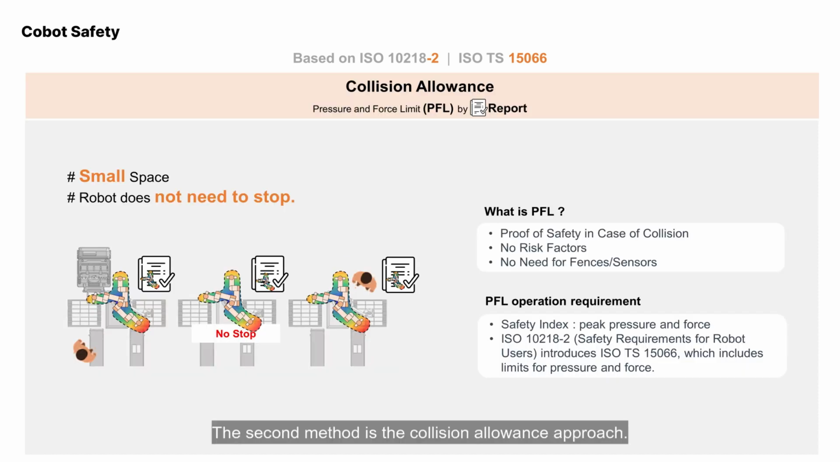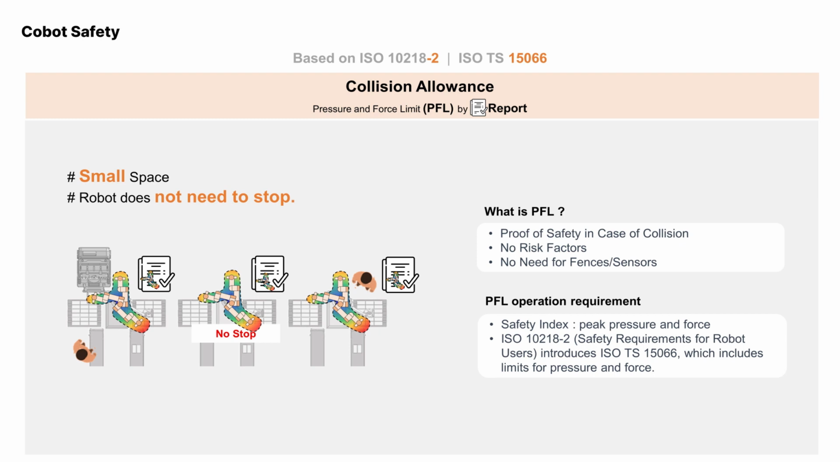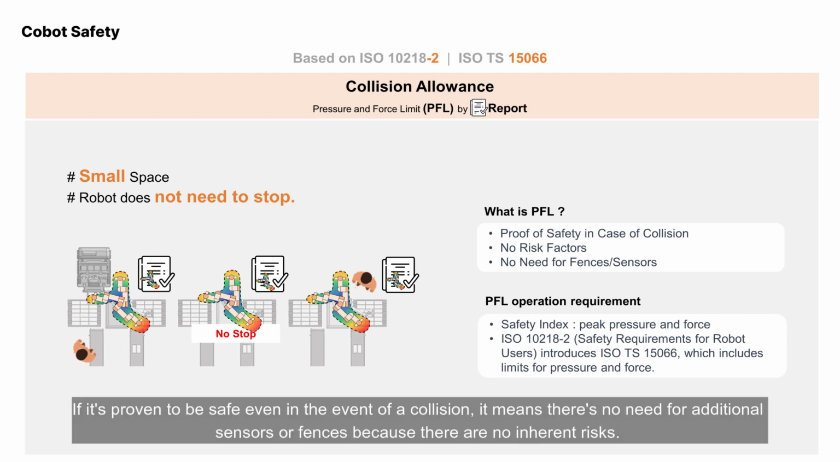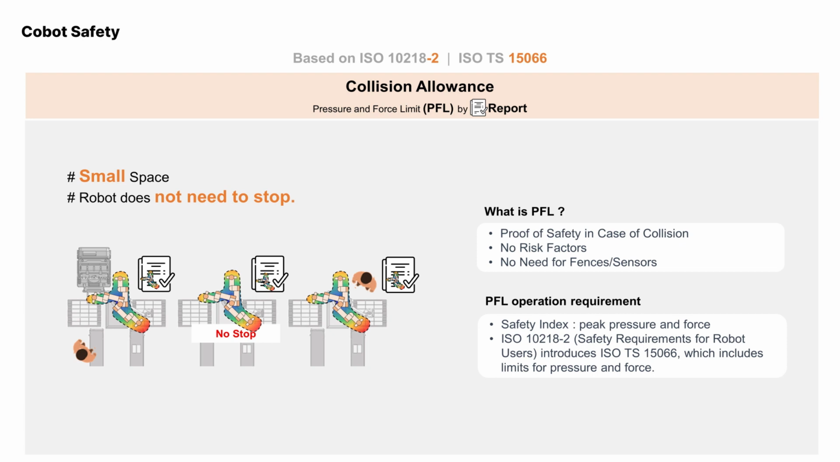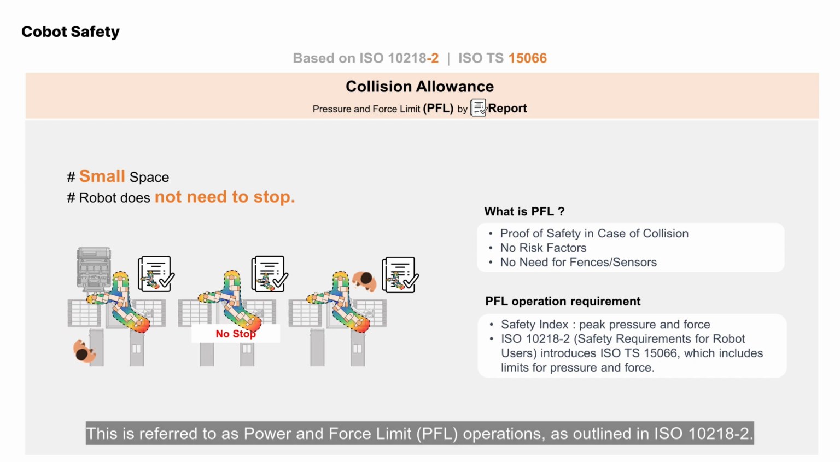The second method is the collision allowance approach. If it's proven to be safe even in the event of a collision, it means there's no need for additional sensors or fences because there are no inherent risks. This is referred to as power and force limit (PFL) operations, as outlined in ISO 10218-2.